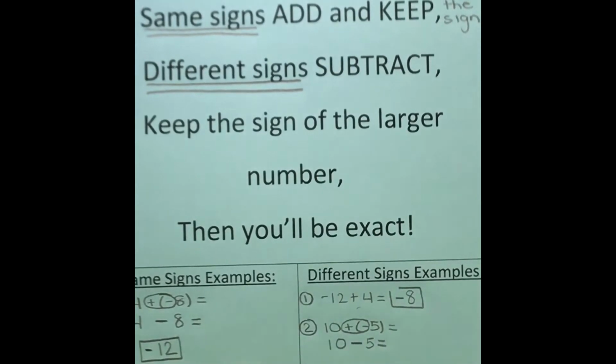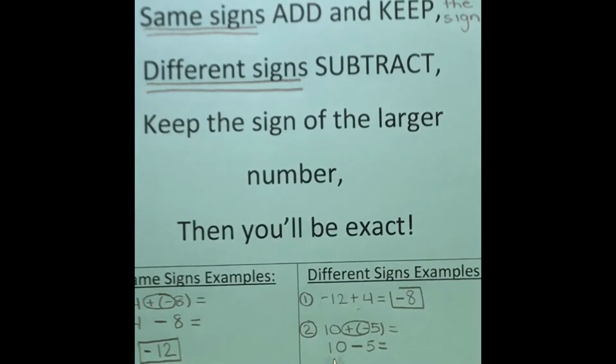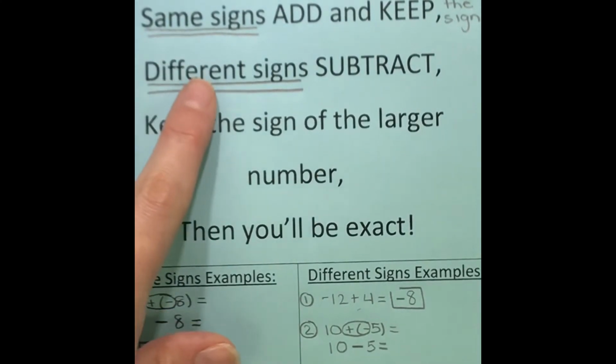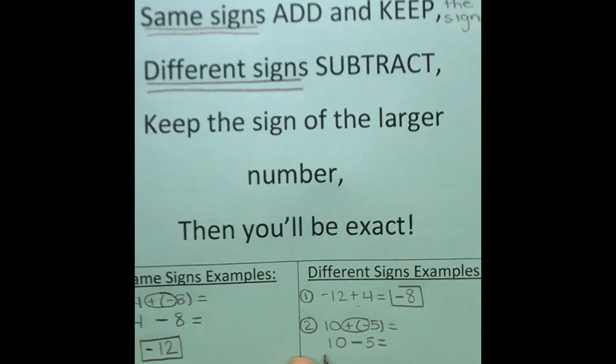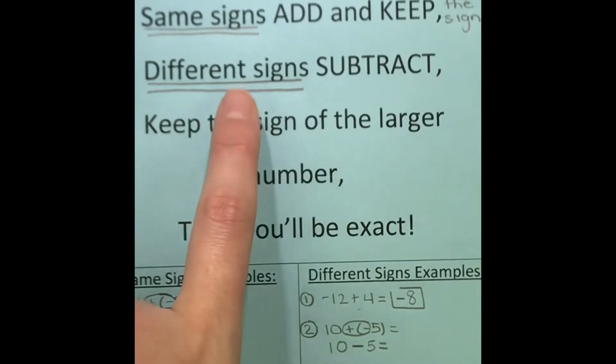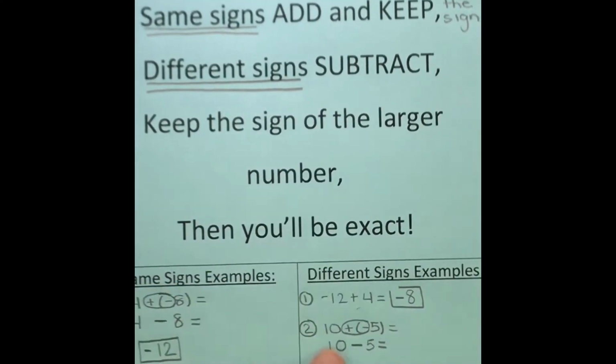Okay, now even though we can just do 10 minus 5, I want to show you how this works with the song. You have to decide, are they the same or are they different? Look in front of the 10. There's nothing there. That means it's positive. Look in front of the 5. There's a minus sign. Minus means it's negative. This one's positive. This one's negative. They are different, so I subtract.